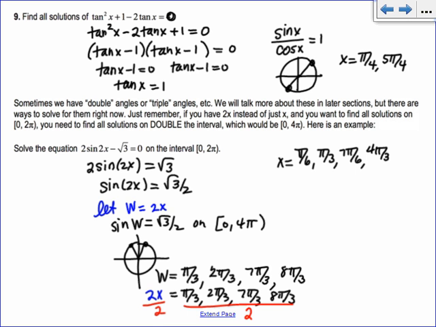Do you guys see why we have to go from 0 to 4 pi first? Because we're going to end up having the interval length, or having all of our answers again. Yeah, Michaela? You get it?